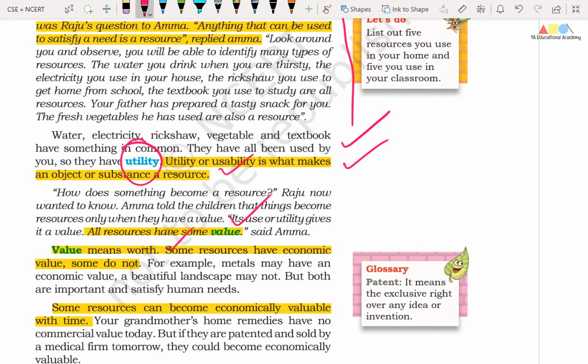Right friends, value means worth, and some resources have economic value and some do not. For example, metals may have an economic value, a beautiful landscape may not, but both are important and satisfy human needs. So in this way, some utilities have economic value, we can measure them in financial terms, and some do not have economic value, we cannot measure their value in economic terms.